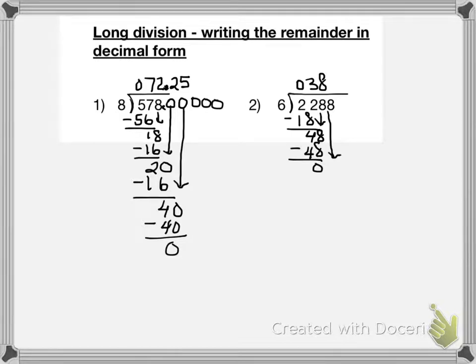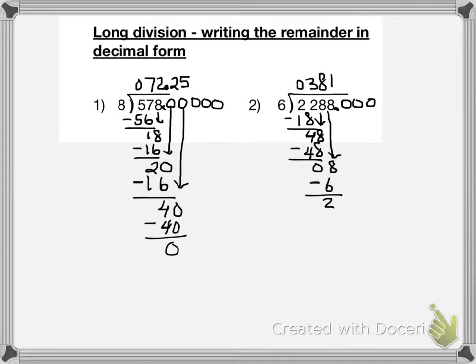We're going to bring the 8 down. And 6 goes into 8 1 time. That's 6. When we subtract, the difference is 2. Again, we're going to add a decimal point just after the 8 along with a 0. You can add a couple of zeros here at the same time if you like, or just one at a time. It's up to you.